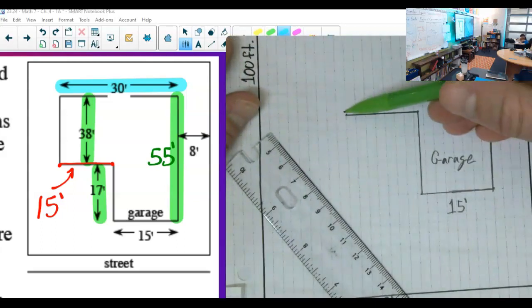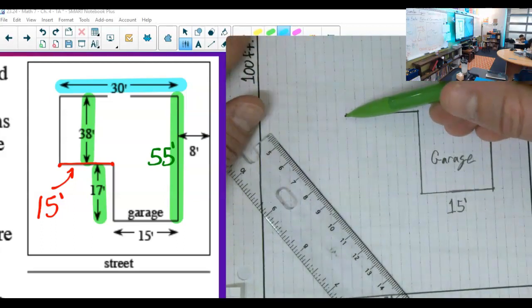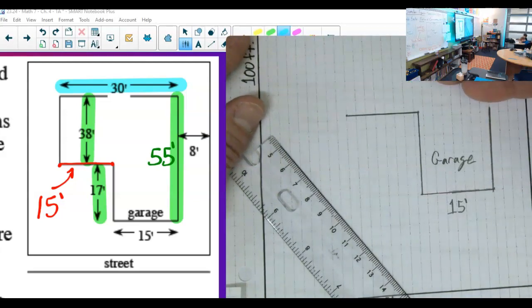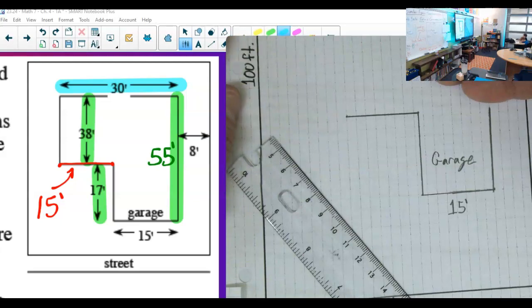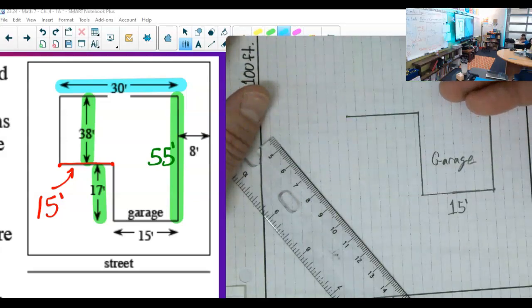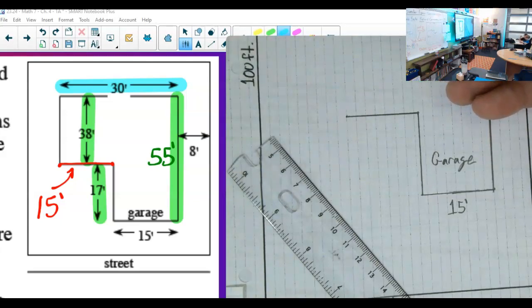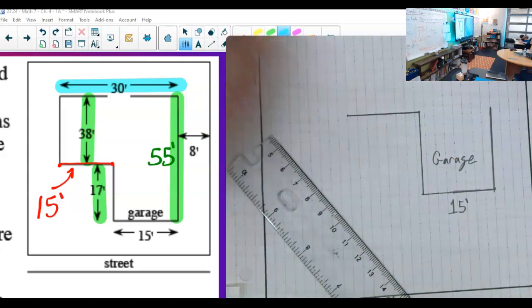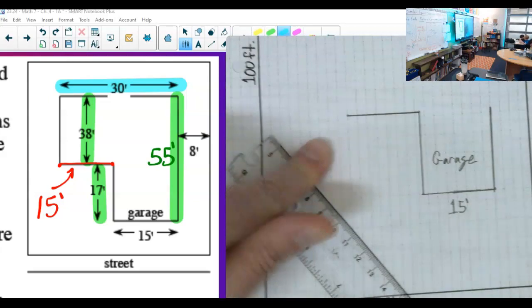Because now, from the corner of my front porch, I can go 38 feet back. Guys, break it up. Do 30 and 8. How many boxes would 30 take me? 15. What about 8? 4, right? Because we're just cutting things in half. So we need to go 19 boxes up from the corner of the porch.